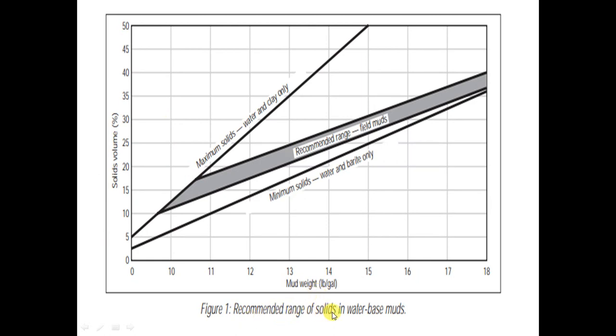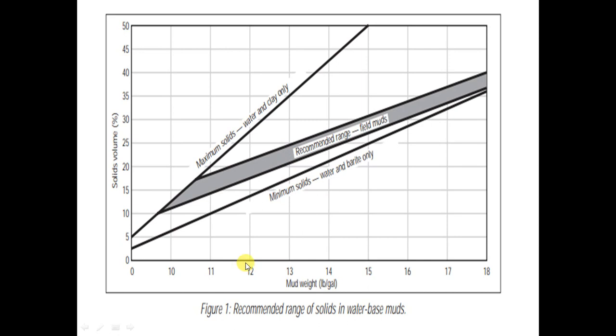Here is a comparison, to know why we make this comparison. Here's the recommended range of solids in water-based mud. For example, the minimum solids is water and barite only, and here the maximum solids is water and clay only. So take care that this is the recommended range that the low gravity solids, or the total solid volume, must be inside.